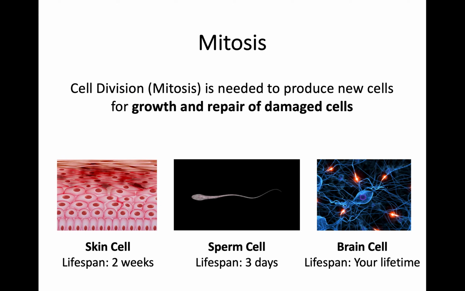The way that we make new cells, or cell division, is a process called mitosis, and it is required to produce new cells for both growth and for the repair of damaged cells. And this is why we need mitosis.